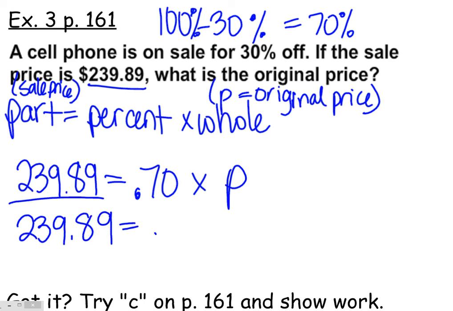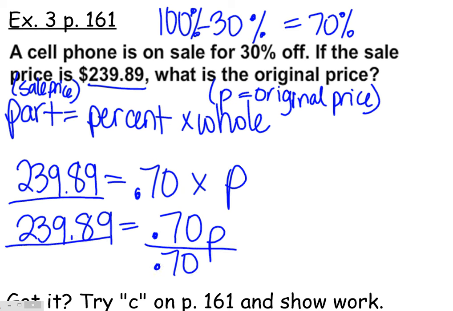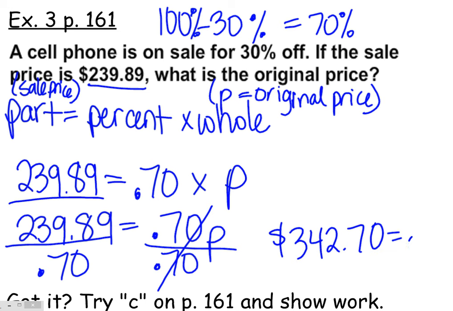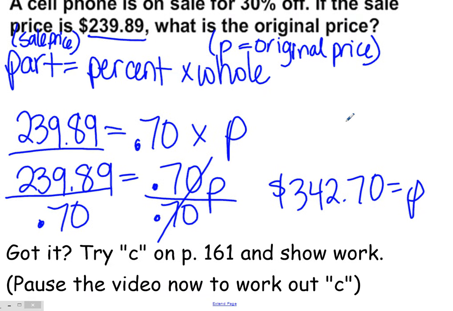239.89 equals 0.70 P. Divide both sides by 0.70, and this is going to give us the original price. When you divide using a calculator, you get 342.70. So 342.70 equals P. So the original price of the phone was $342.